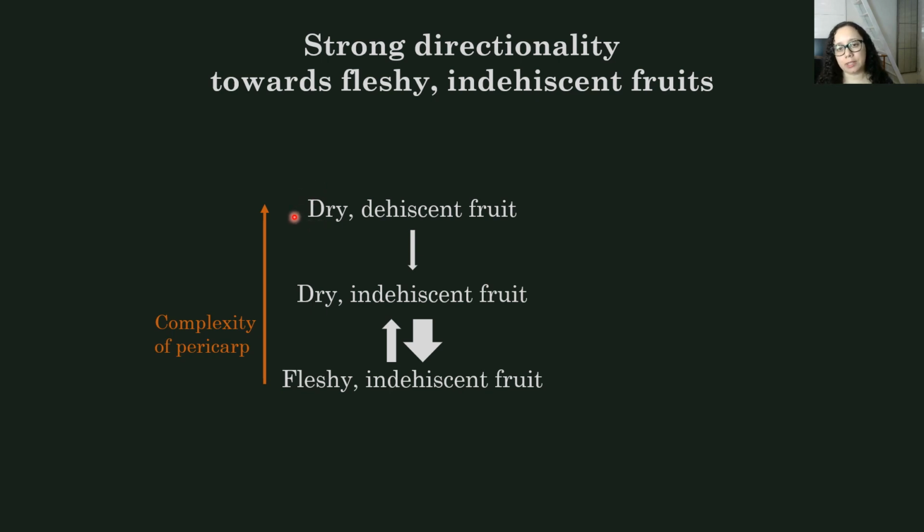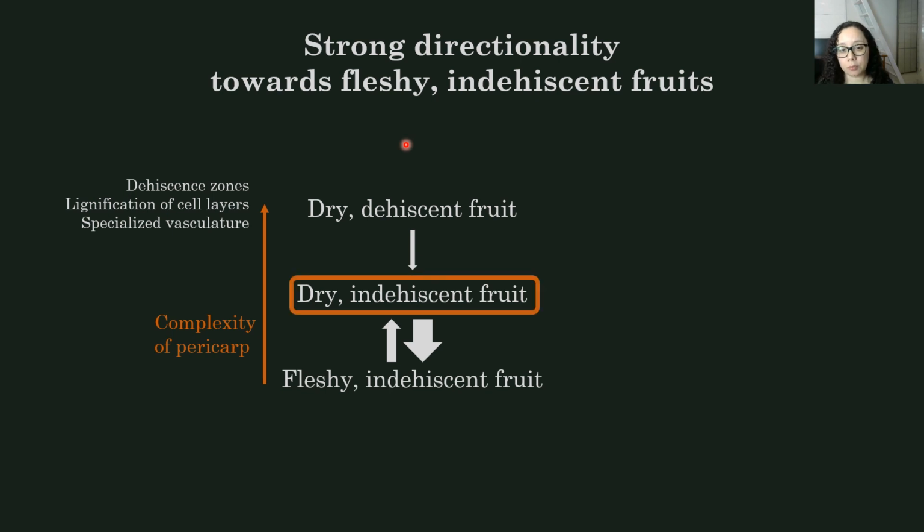To get to a fruit that needs to open to release the seeds, you need several things, some of them being dehiscent zones, cell layers that are lignified, and sometimes specialized vasculature, among other things. So going from a very complex pericarp to a simplified one is easier than going all the way back. Another thing to consider is that what we saw in Oleaceae and also in campanulids, and probably the case in other groups, is that the intermediate state here is already doing a pretty good job when it comes to being a dry fruit.